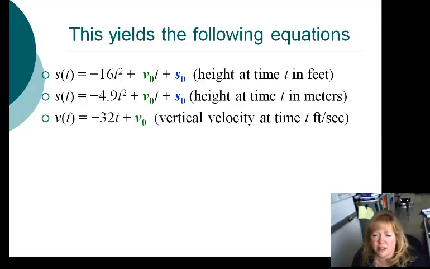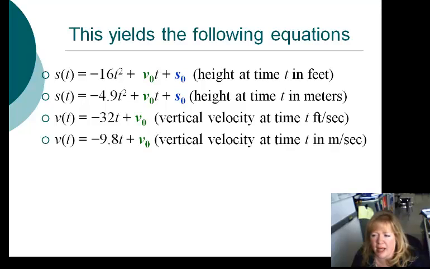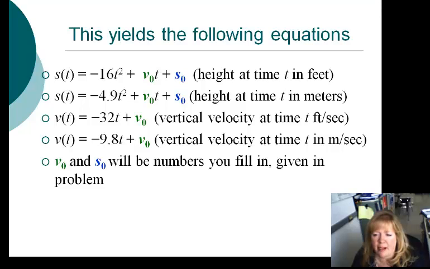Vertical velocity is the next one. At time t in feet per second would be negative 32t plus v sub 0. And lastly, at time t in meters per second is going to be negative 9.8t plus v sub 0. So I just went ahead and put the gravity constant in there so that you could see the differences. Now you'll notice v sub 0 and s sub 0, those are the two numbers you'll have to figure out from the word problem. So let's look at what we've got here. You'll fill in from the problem, which is what I just said.